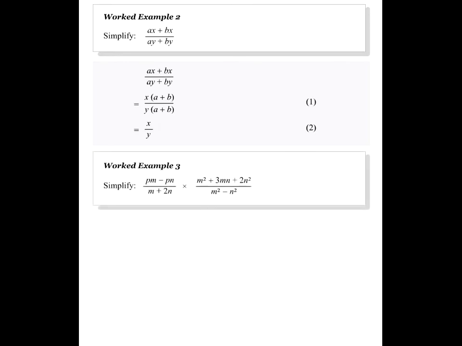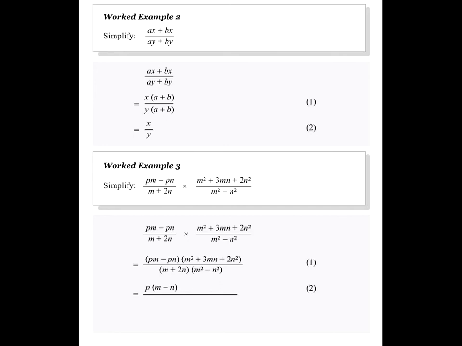In worked example 3, we have to multiply two fractions. This means that we multiply the two numerators and multiply the two denominators as in step 1. In step 2, we factorize each part of the numerator and each part of the denominator.